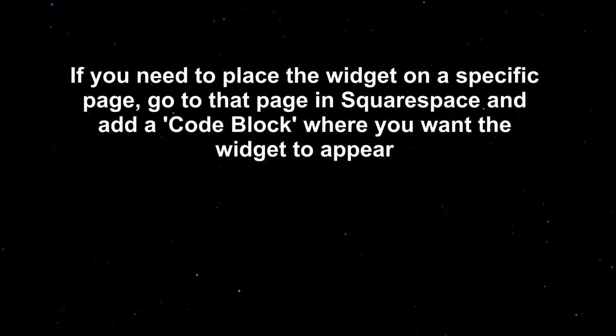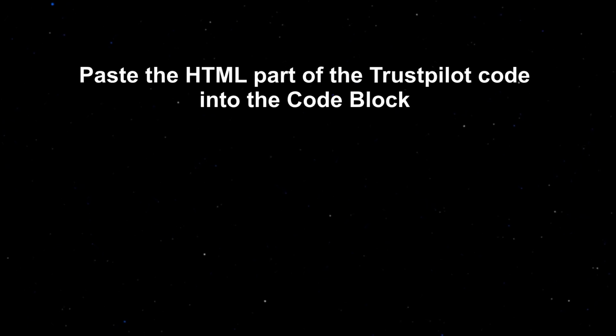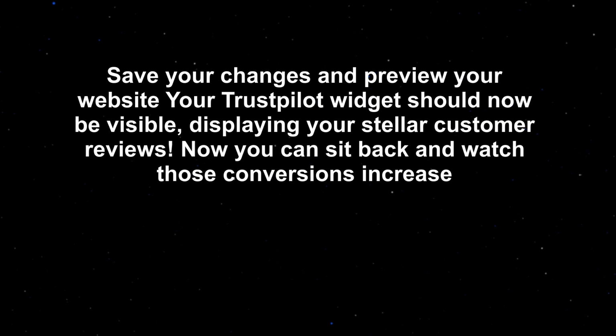If you need to place the widget on a specific page, go to that page in Squarespace and add a code block where you want the widget to appear. Paste the HTML part of the Trustpilot code into the code block. Save your changes and preview your website. Your Trustpilot widget should now be visible, displaying your stellar customer reviews. Now you can sit back and watch those conversions increase.